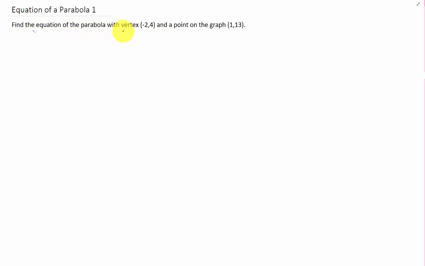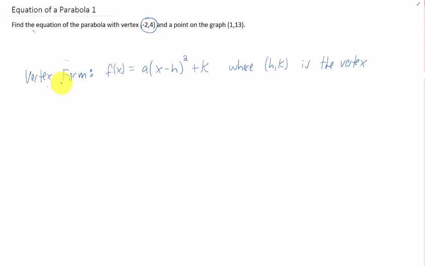Find the equation of the parabola with vertex (-2, 4) and a point on the graph (1, 13). Now, being given the vertex of a parabola suggests that we should be using a form of a parabola that contains the vertex. The vertex form of a parabola is this right here: a times the quantity (x minus h) squared plus k, where (h, k) is the vertex.